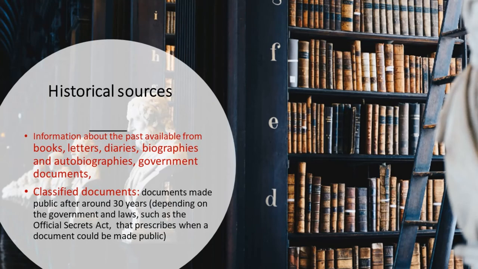Let us now look at another form of secondary sources, which is very popular: historical sources. Historical sources are information about the past available from books, letters, diaries, biographies, autobiographies, government documents, and so on. Some of these sources may be classified documents, that is, documents which are kept secret for some time and made available after around 30 years, usually, but depending on the government and the law, such as the Official Secrets Act of the country, that prescribes when a document could be made public.